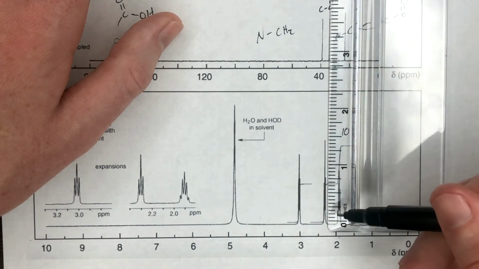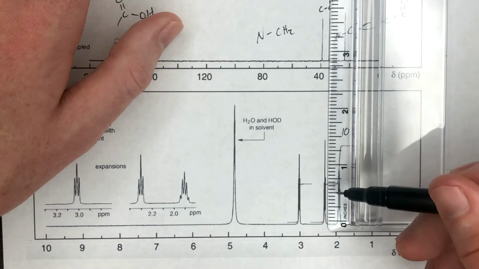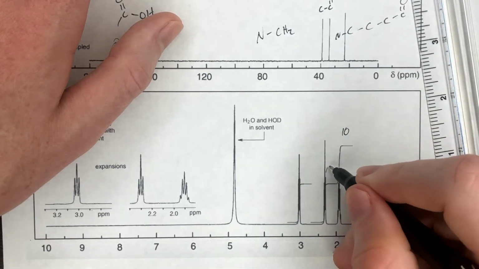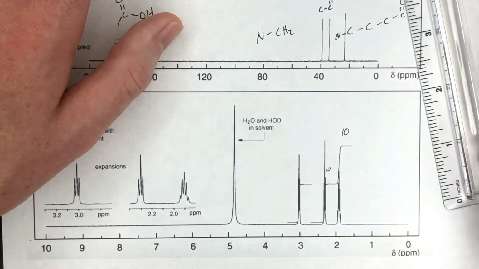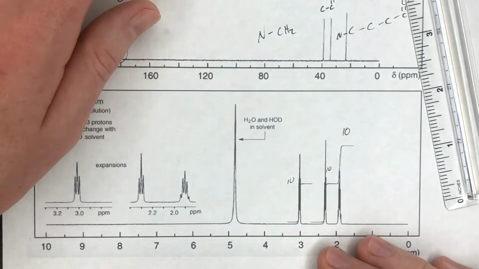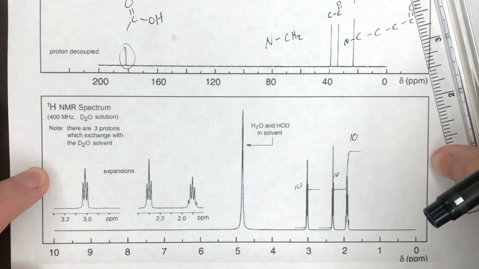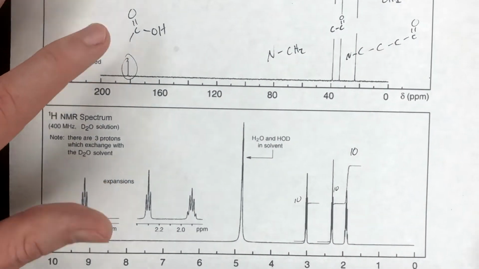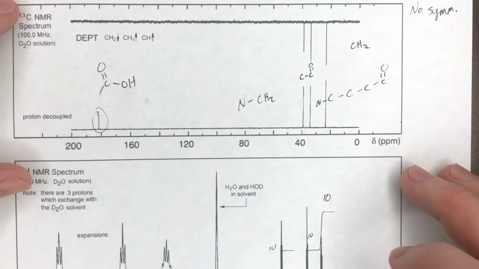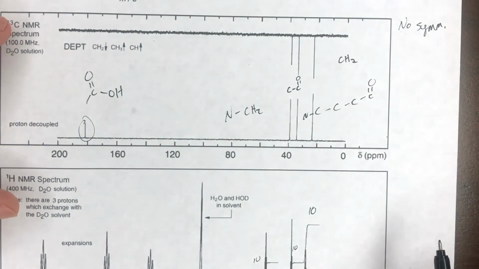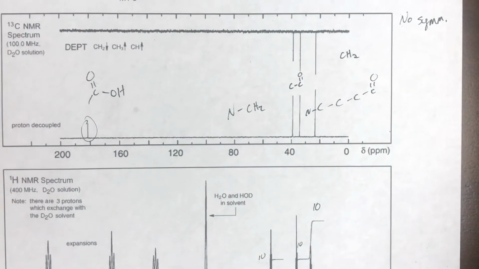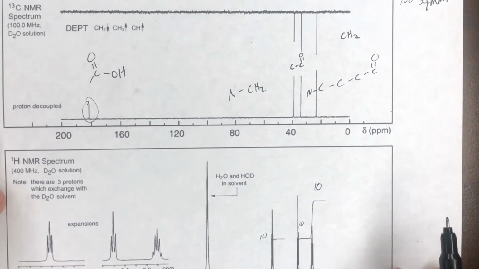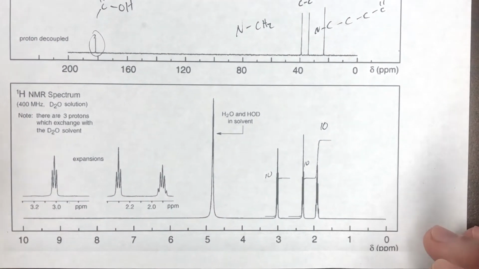This one we have 1, 2, 3, 4, 5, 6, 7, 8, 9, 10. About 10 as well. And then this one is also about 10. Which makes sense, right? Because if we go to our carbon NMR, we know that we have CH2s. We have 3 CH2s, so we would expect that integration to be equivalent amongst those groups. So that's exactly what we see here.